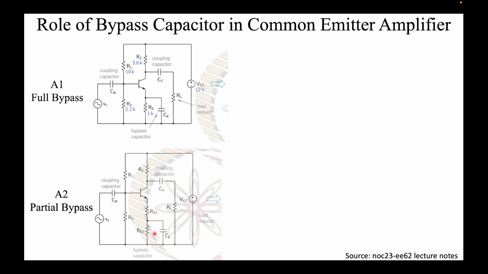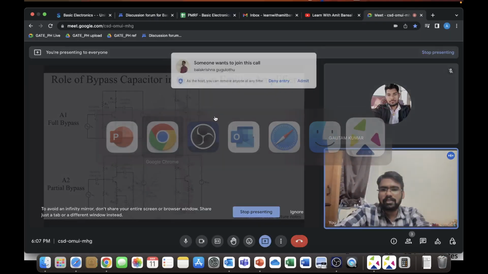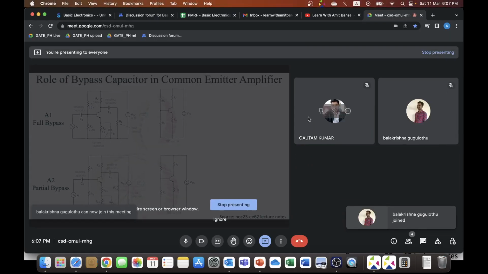So what do we exactly mean by bypass? What we mean is that when we apply the AC signal, first let's see, if we ignore the AC, how the DC equivalent looks. R1 and R2 will be copied as they are, RC will be copied as it is, and RE will be copied, because in DC the coupling capacitors will be treated as open circuits.